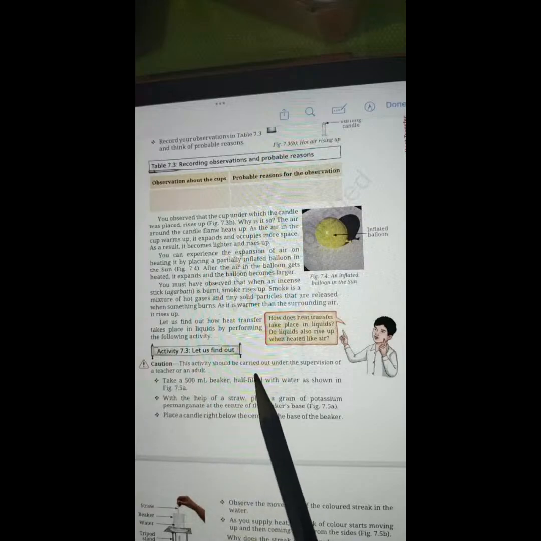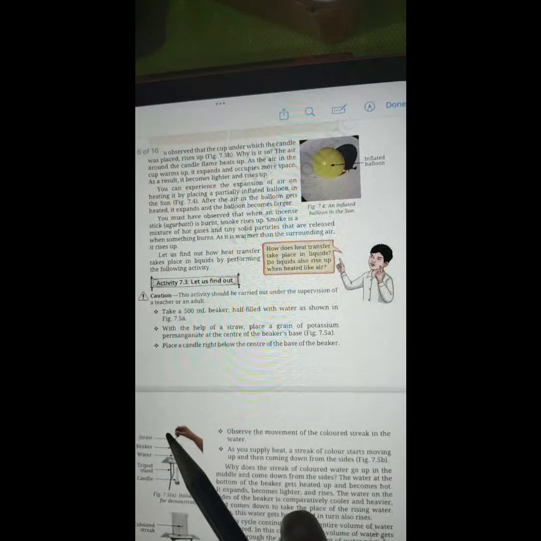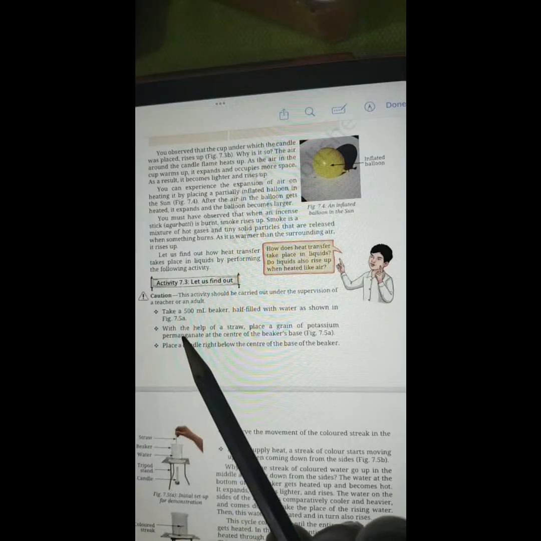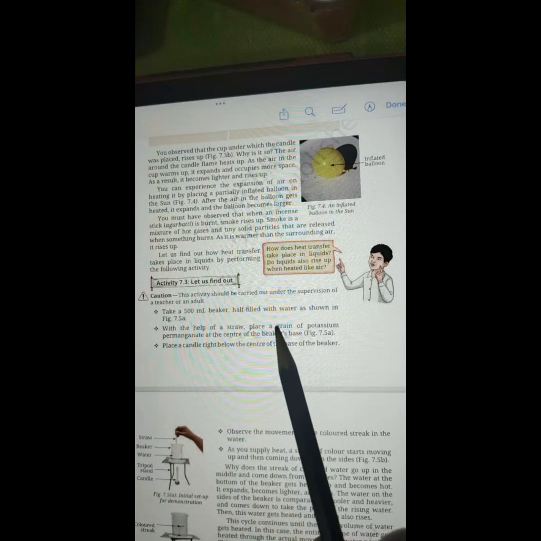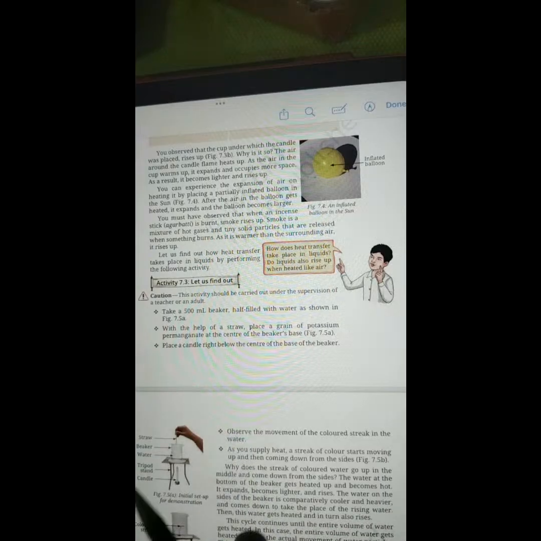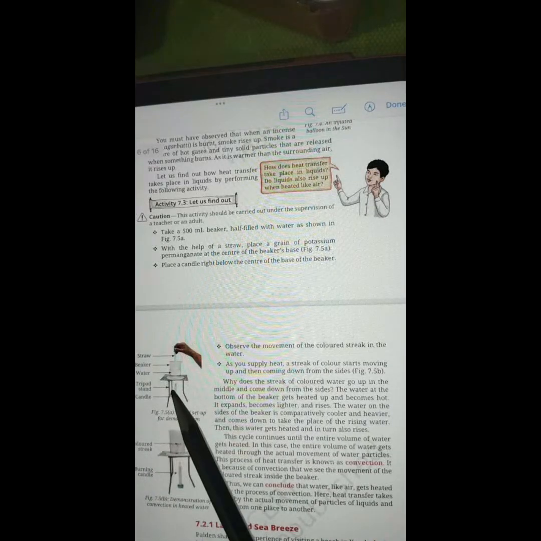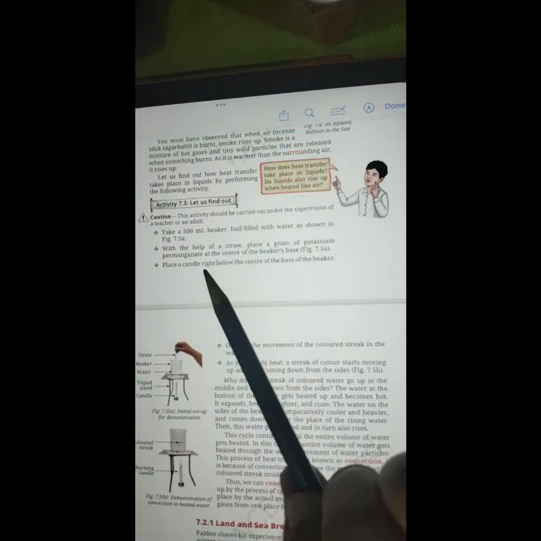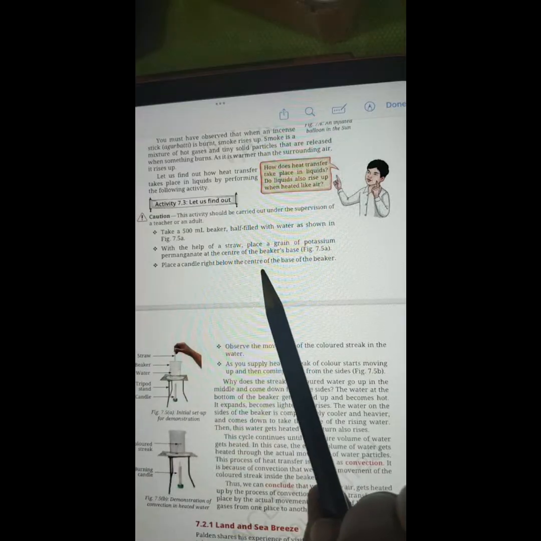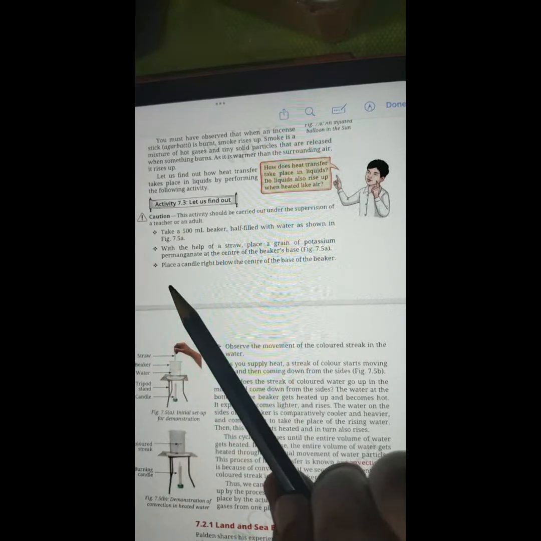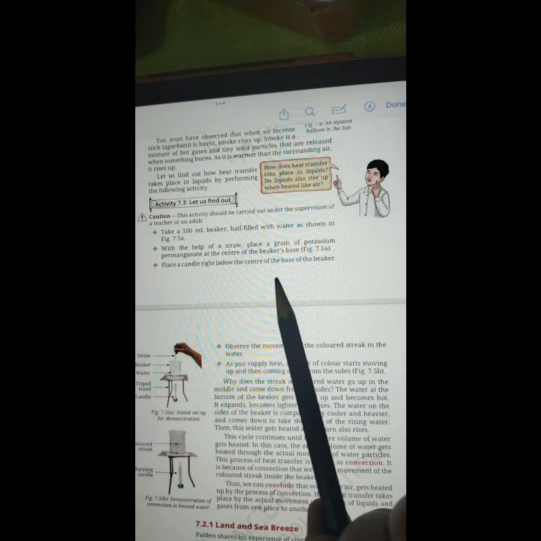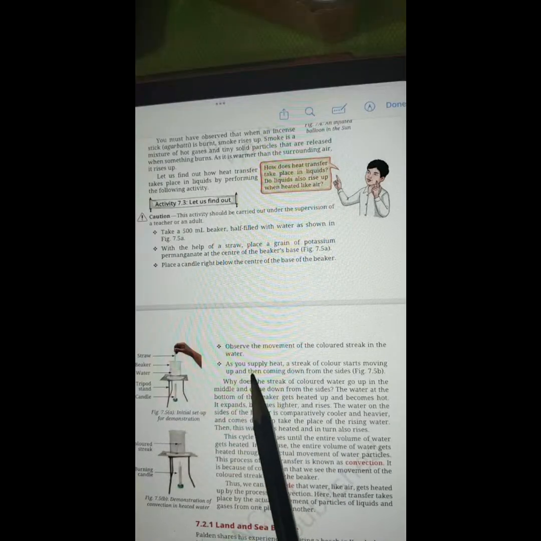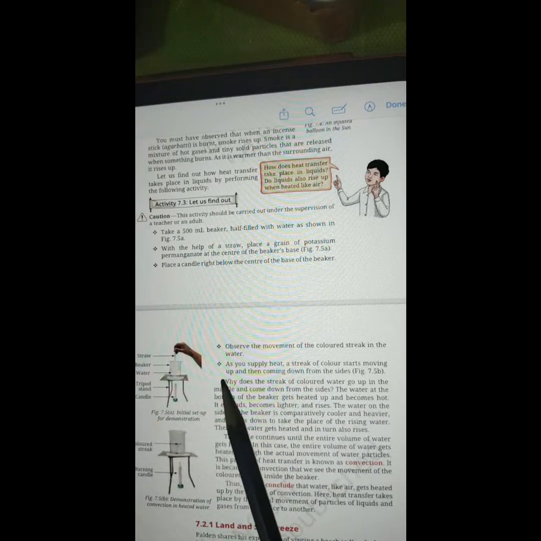This activity should be carried out under the supervision of a teacher or an adult. Take a 500 ml beaker half filled with water as shown to you in figure 7.5a. With the help of a straw, place a grain of potassium permanganate at the center of the beaker's base. Place a candle right below the center of the base of the beaker. Observe the movement of the colored streak in the water.